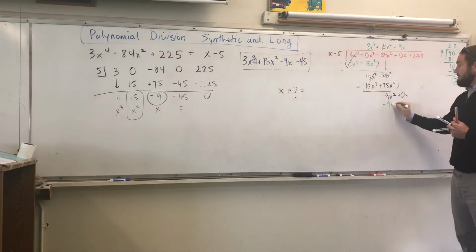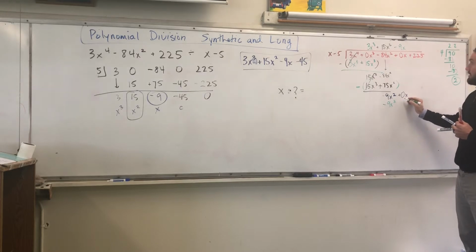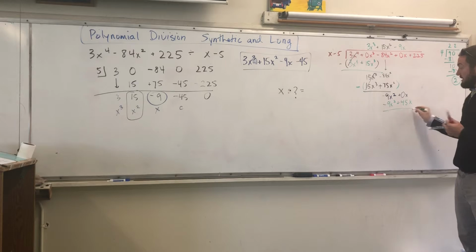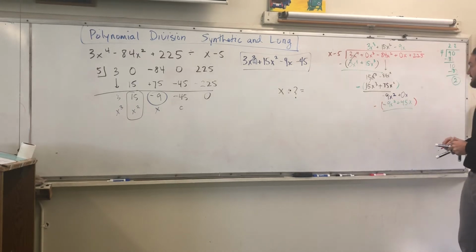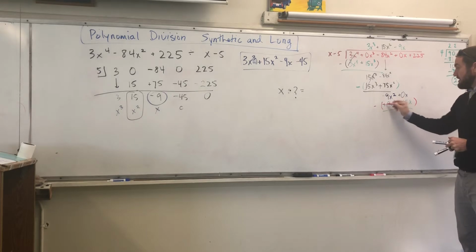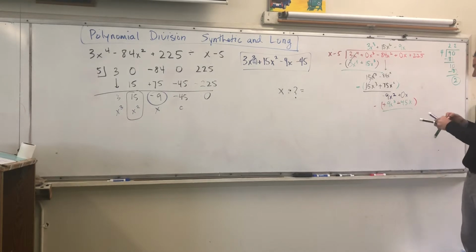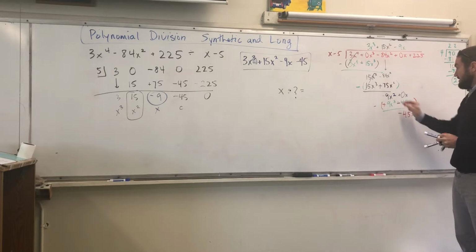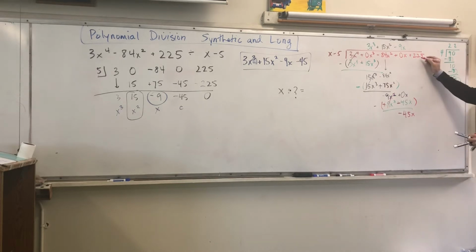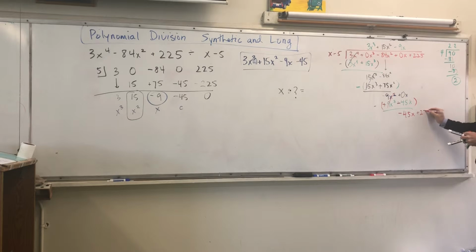And this gives me a negative 9x squared plus a 45x. Now I'm going to say it again, and I'll say it all the way till we're finished. You are subtracting this. So this is what's changing your signs. This to a positive, this to a negative. So I end up with a negative 45x here. These are the two that cancel out. This 225 comes down.